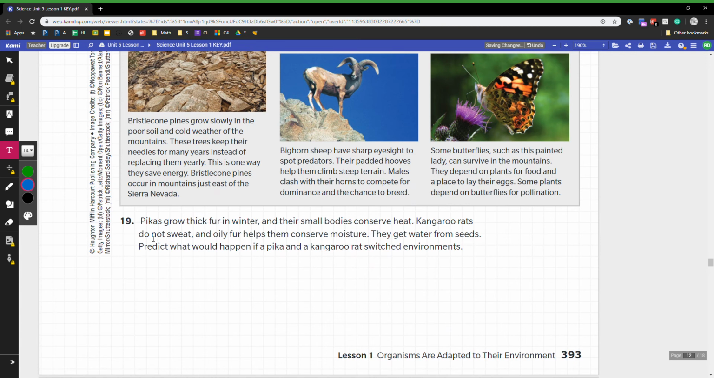Kangaroo rats don't sweat and have oily fur to help them conserve moisture. This sounds like they live in a desert environment because they're not sweating, which would lose moisture, and they have oily fur that helps them conserve moisture, and they're getting water from seeds. So you would probably get water from seeds if you didn't have water around.